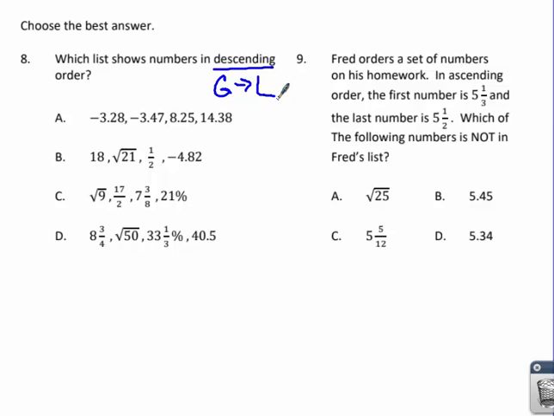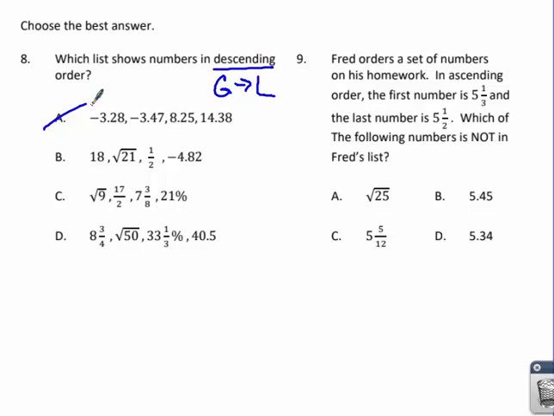So on most of these problems, what you're looking for is, like on A, we look for positives to be first since I want greatest to least. So automatically, since A has got negatives first and it has positives, I know A is going to be the wrong answer. Now all the rest of these, you'll notice we have some square roots, some fractions, some mixed numbers. So you take your calculator to find the decimal equivalent of each one of these.